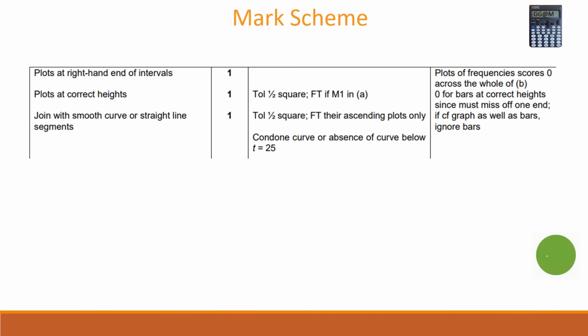The mark scheme of this question shows there's 1 mark for plotting at the end of the intervals, 1 mark for the correct heights, and 1 mark for the smooth curve. It does say 'or straight line' for this exam board, so just check your exam board whether it is a smooth curve or straight line segments. This tol here means a tolerance of half a square, so you're allowed to be half a square out to get the method marks. FT is a follow through mark from your method mark in part A, so if you made a mistake in your table on the first part and you got the table wrong, then you are allowed follow through marks later on.